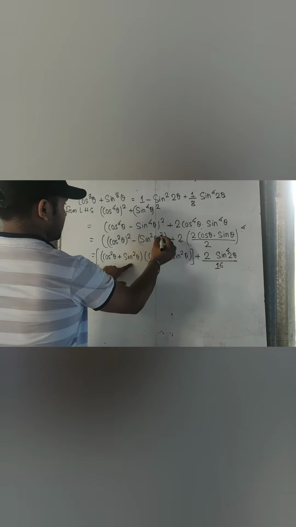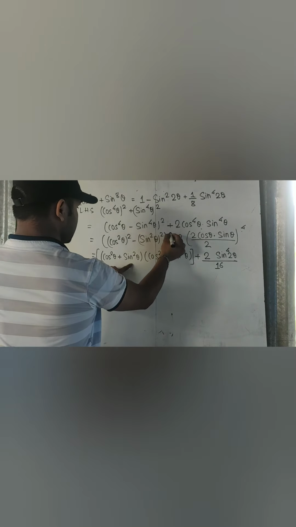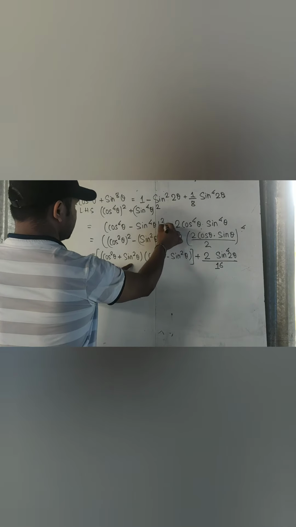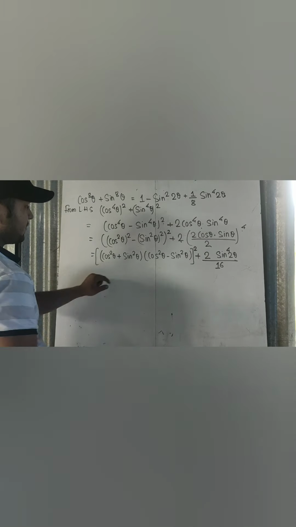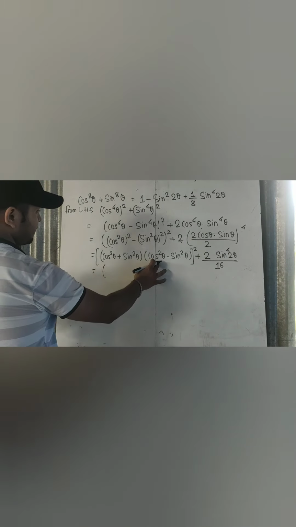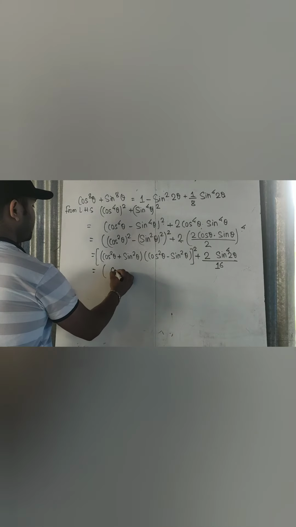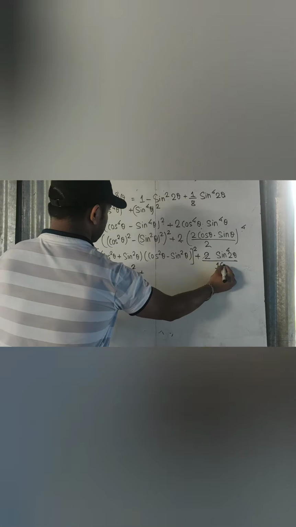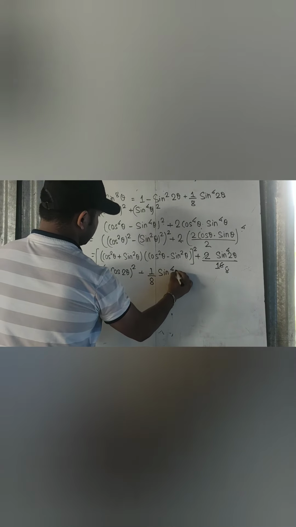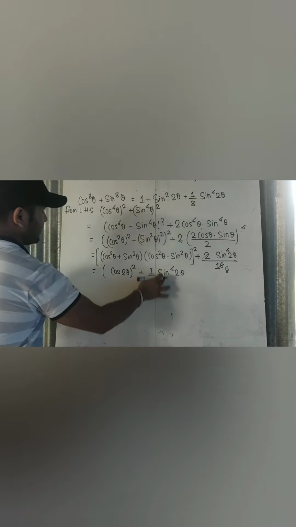You have power 4 here as well, so 2 power 4 is 16. Now cos square theta plus sin square theta is 1. We also have the square here. Now sin square theta plus cos square theta is 1, so you don't need to write this one. Cos square theta minus sin square theta is cos 2 theta, and you have the square outside. Plus, 2 into 8 is 16, so it comes to be 1 by 8 sin to the power 4, 2 theta. Now we got this part. Now we need this part.